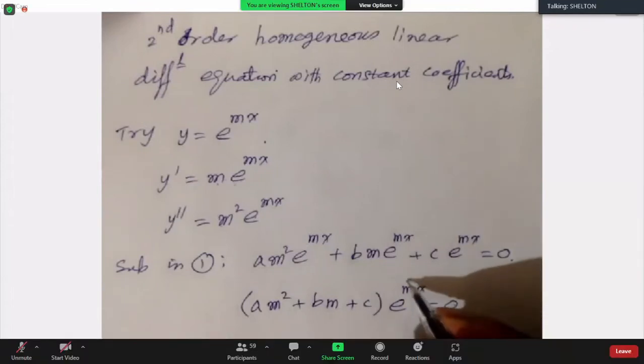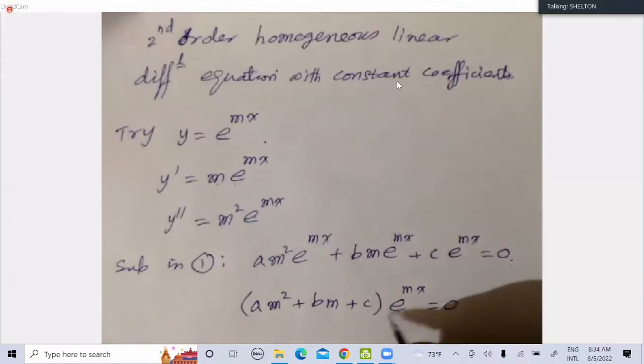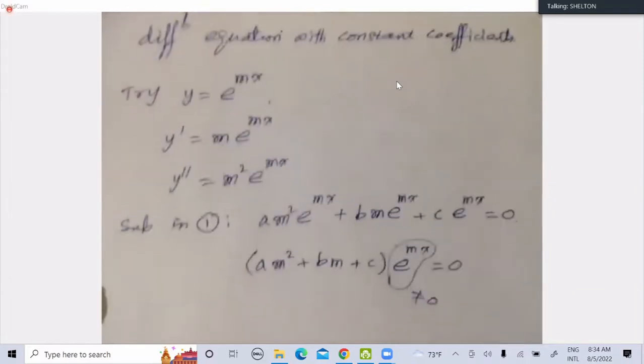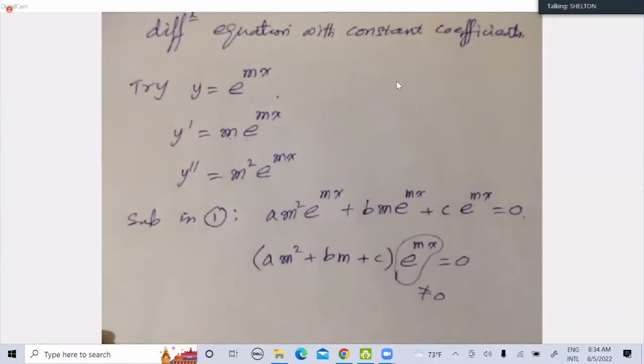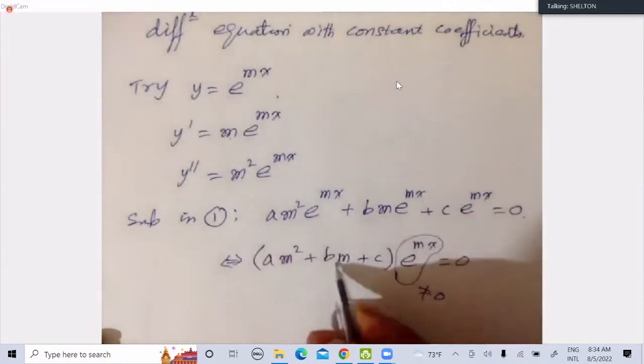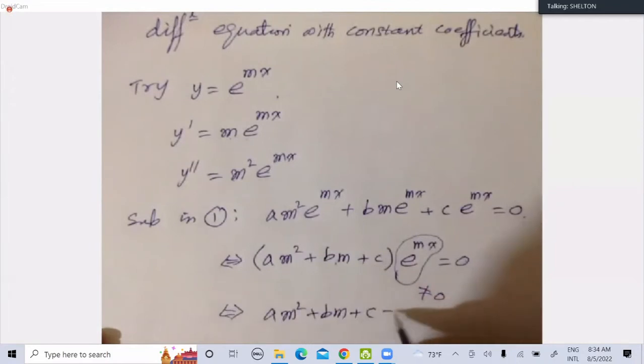But we know exponentials are always positive, not 0, not negative. So this part cannot be 0; we have a product of two things. That part is non-zero, being an exponential. The exponential graph lies above the x-axis. It doesn't cross the x-axis. So for this to be satisfied, we must have am squared plus bm plus c equal to 0.